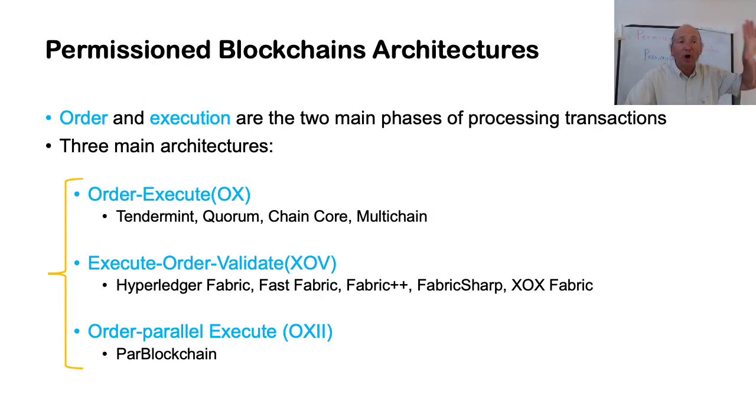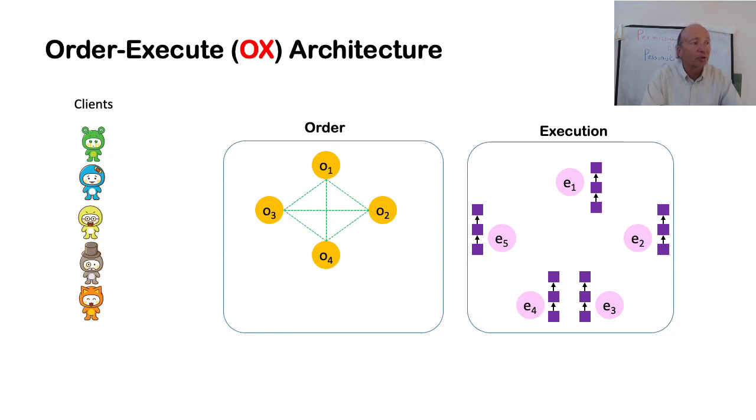Or there is the optimistic approach where you execute first and then order and validate that the order that you got is consistent with the execution order. Finally, there is an approach which is also pessimistic, which is order-parallel execute. In that case, you order, but you extract enough information about the relationship between conflicting operations so that when you execute them, you can execute them in parallel. And this is the approach which was used in Parallel blockchain. So let us start with order-execute.